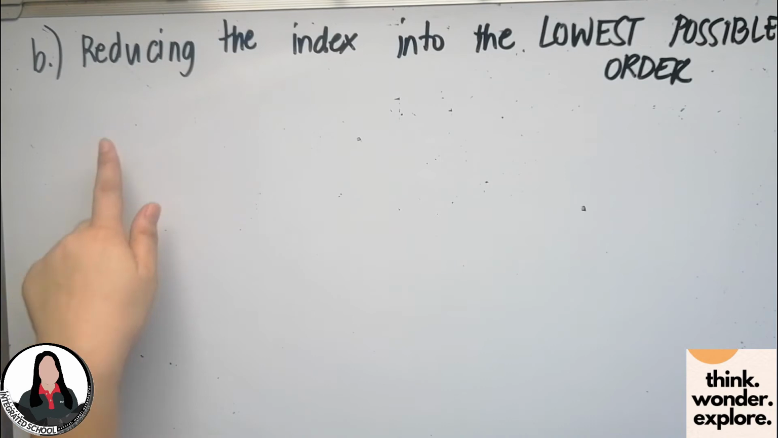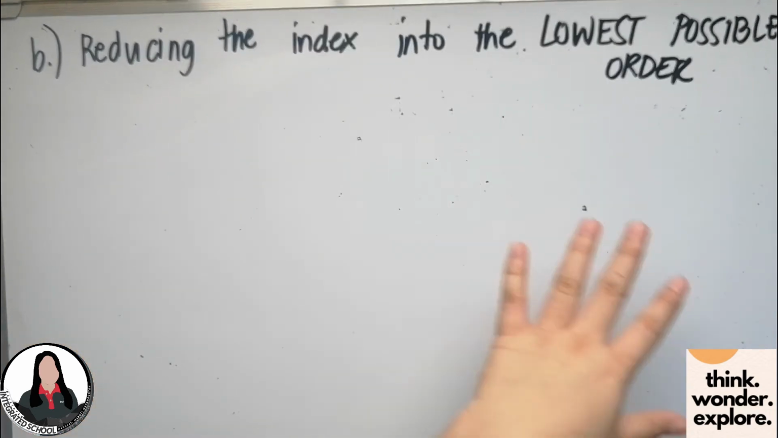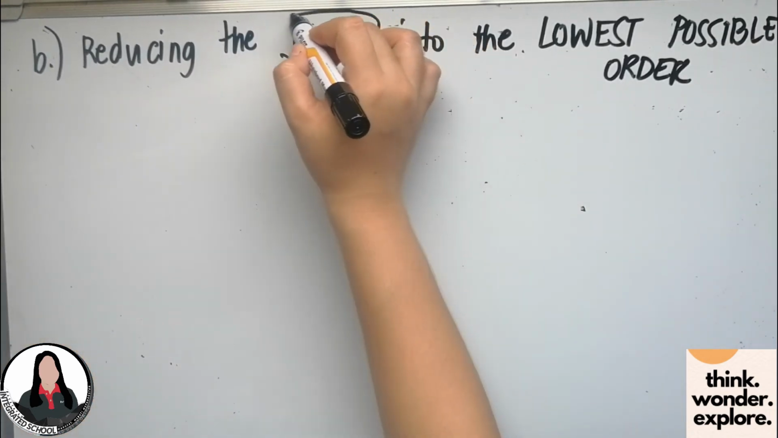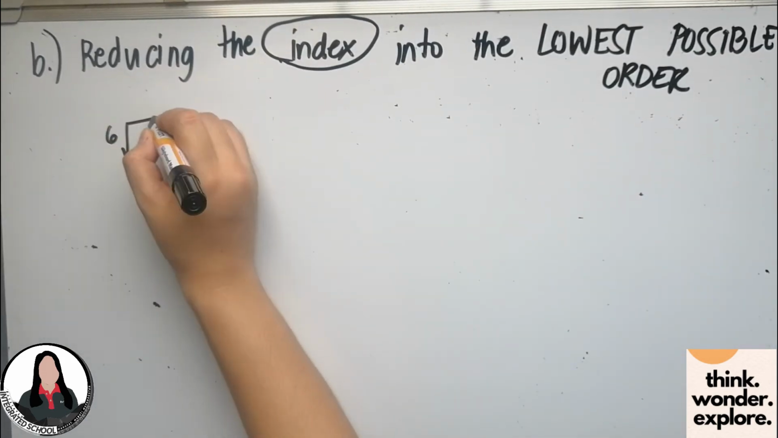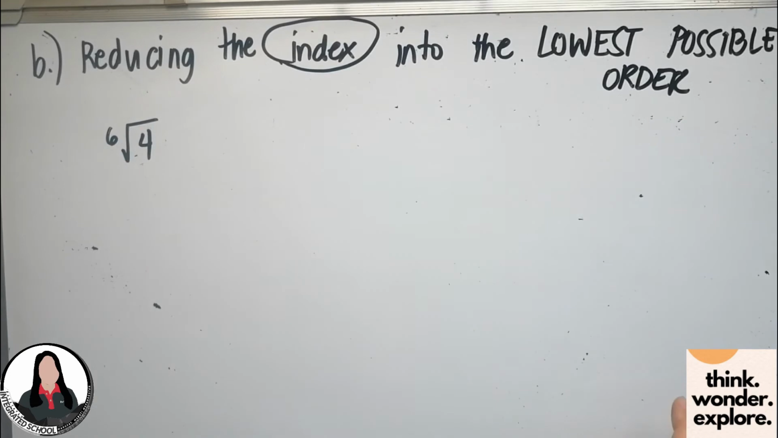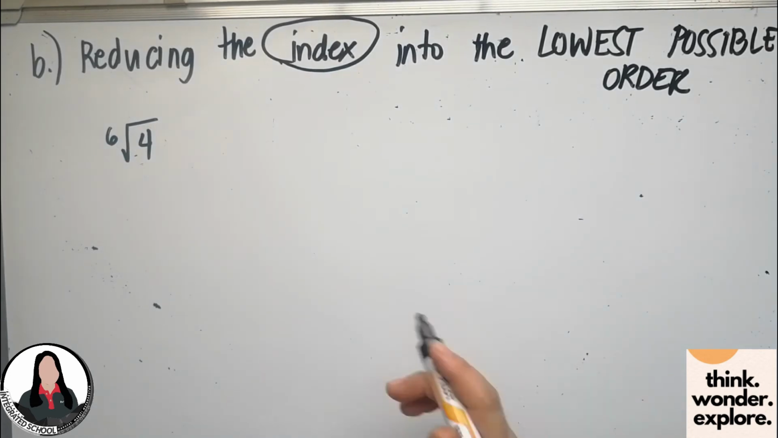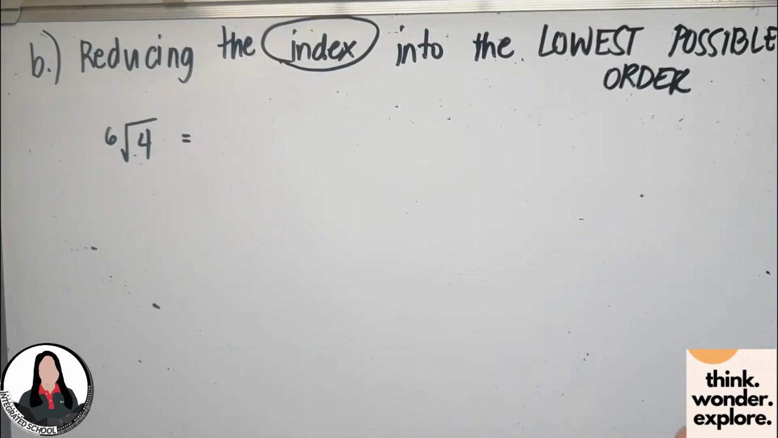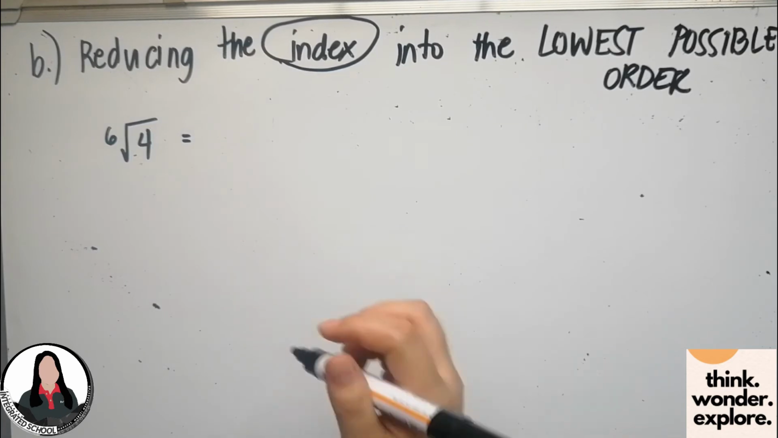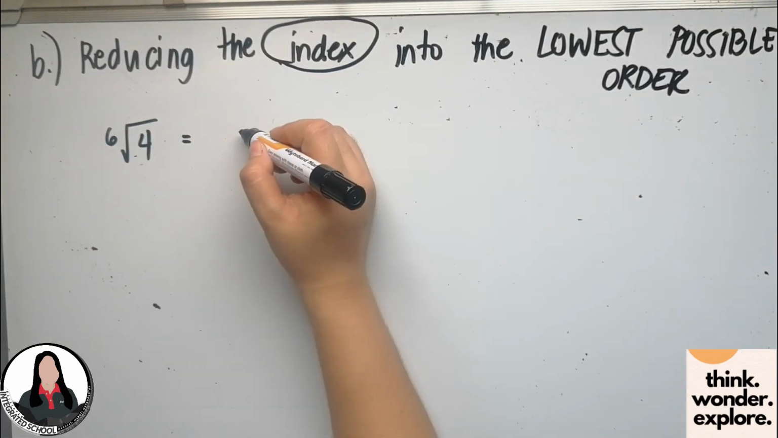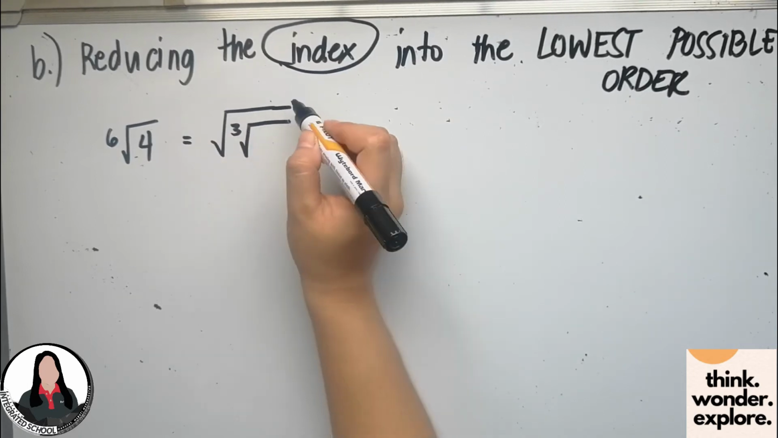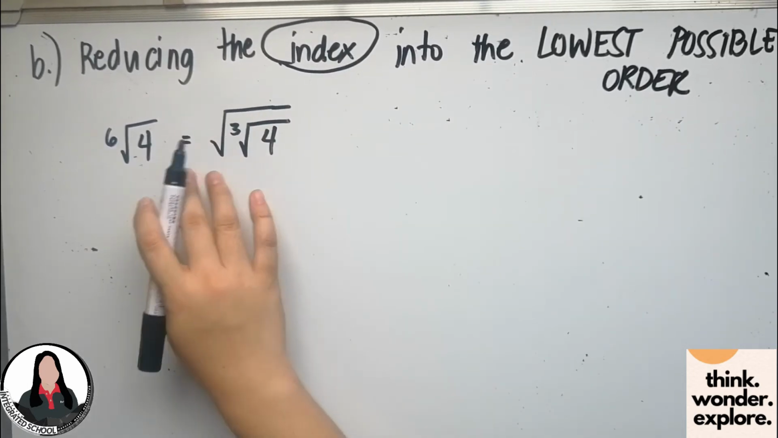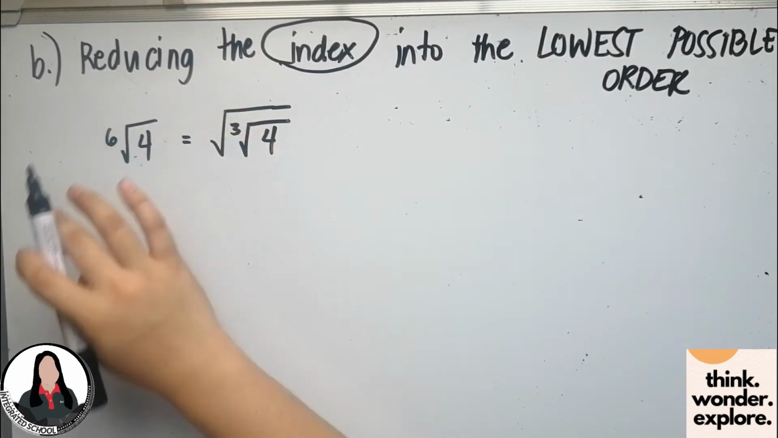For the second one, we have reducing the index into the lowest possible order. So, ang hahanapin natin dito ay yung index. We have the 6th root of 4. So, for us to reduce this, we need to use the index 6 using its 2 factors. Okay? Pwede natin i-rewrite it as the square root of the cube root of 4. So, ito'y equal lamang kasi 2 times 3, that is 6.